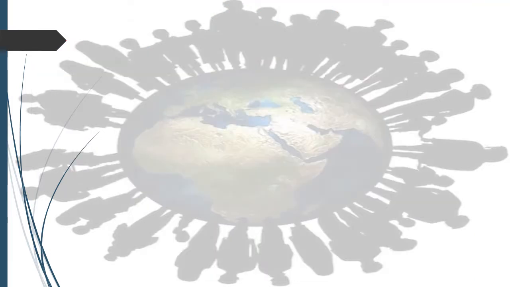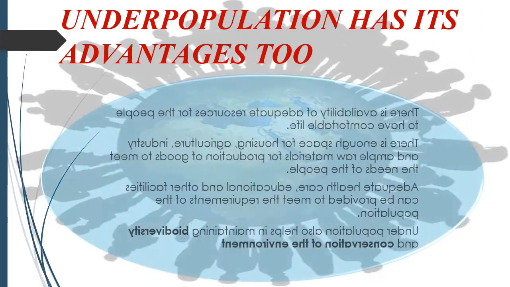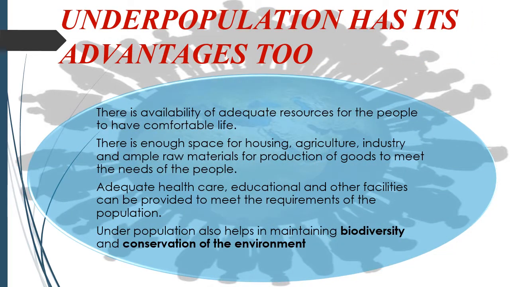Now we will learn the positive effects of underpopulation. Underpopulation has several positive effects as well. There are sufficient employment opportunities for everyone. There are fewer instances of overcrowding. There are lower levels of poverty. There are adequate educational, medical, and other facilities to meet everyone's needs. There are sufficient natural resources to meet the requirement of the population. There is lesser pressure on the environment and hence lower rates of environmental degradation.